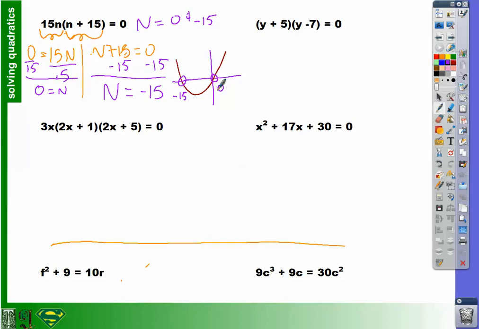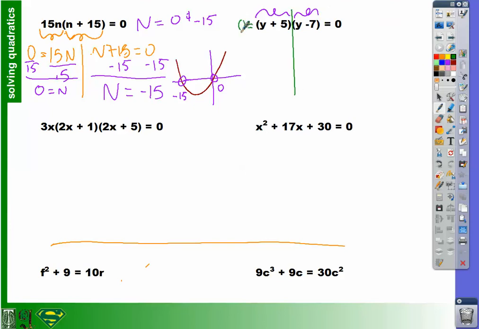Looking at my next problem, I have y plus 5 times the quantity y minus 7 is equal to 0. So we already have a factored form expression. It's already equal to 0. So let's find out what y is equal to. Again, we have 2 numbers. Here's one, here's the other. Either one of them can be equal to 0.